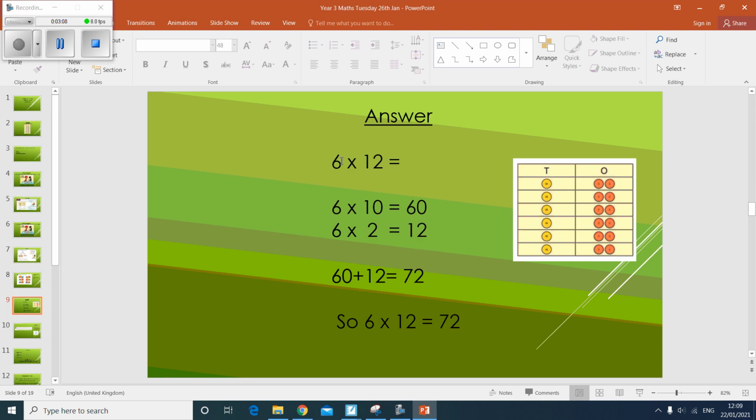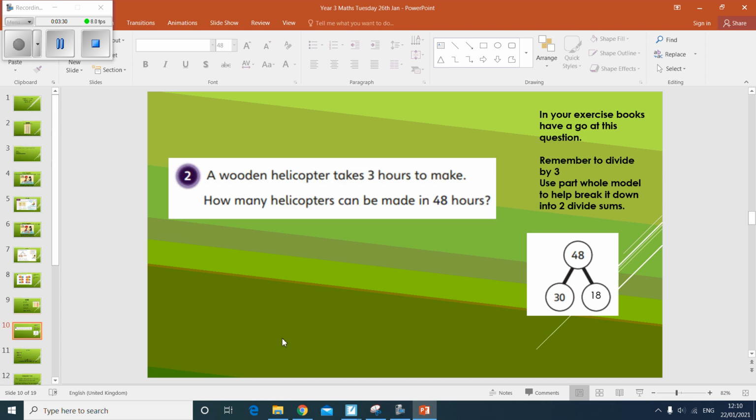Okay, so your answer is that we've got 6 times 12. We've got an image here of our tens and our ones, and we're going to multiply the tens first. 6 times 10 to give us 60, and then the ones, 6 times 2 to give us 12. We're adding our answers, 60 and 12, to give us 72. So 6 times 12 is 72 wheels.